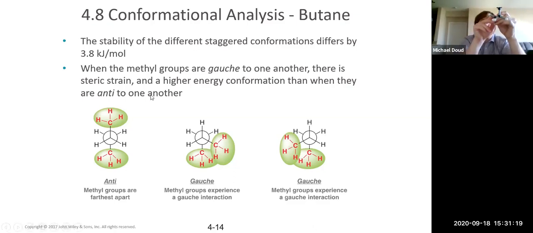The other thing that we need to define here is when it's not gauche, when we have this staggered conformation where we have this front methyl group up and this back methyl group down, that's what we call an anti-conformation, anti. So they're anti to one another, and so they don't have any interactions with one another. And that anti-conformation is going to be the most stable one.